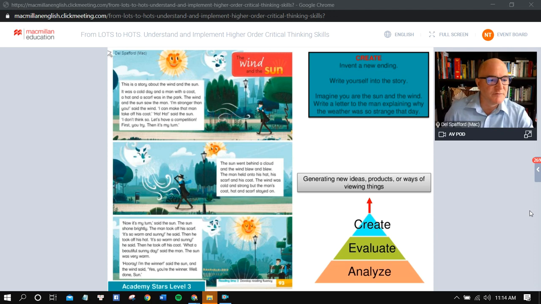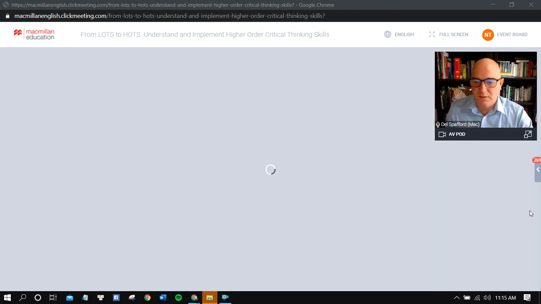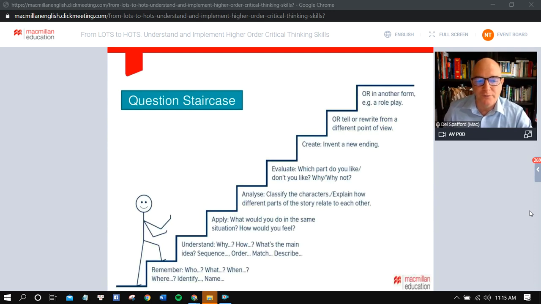So this question staircase, this framework, is a really useful tool for you to move beyond the lower order thinking skills and into developing different thinking skills from your students. So not to ask those simple questions of who, what, when, and where, but to ask much more why. Explain why, which did you like, which didn't you like, give us a reason why you think that. Don't just tell me the answer, tell me why it's that answer, and get them thinking a bit deeper as to why they believe things.